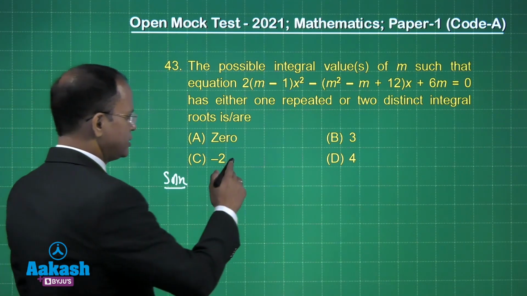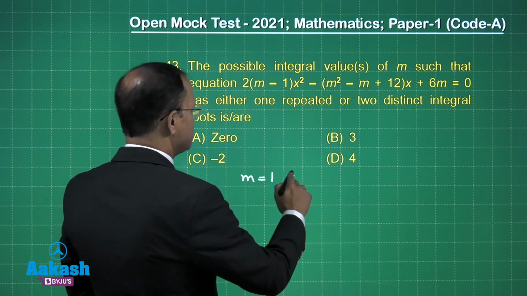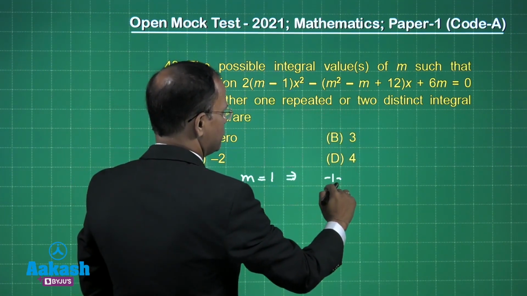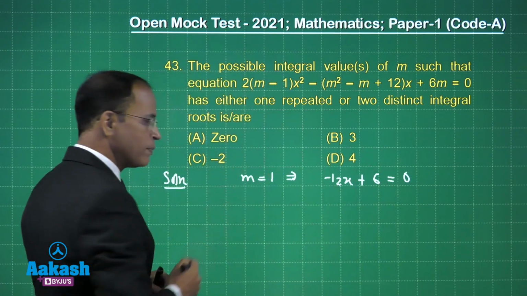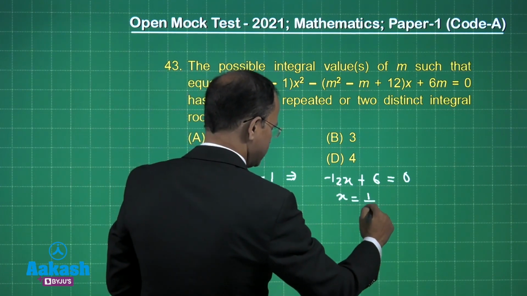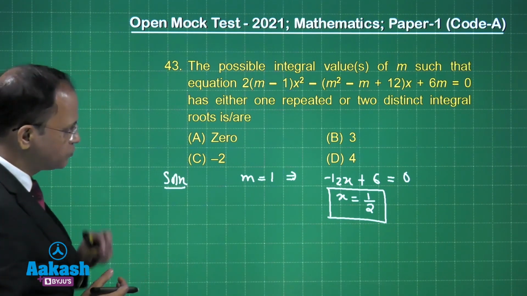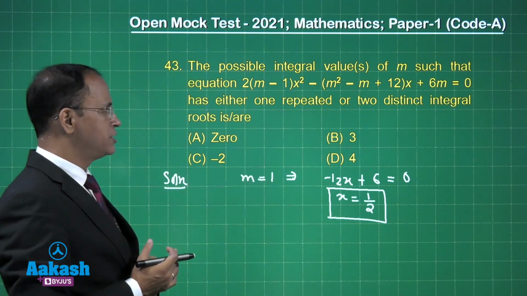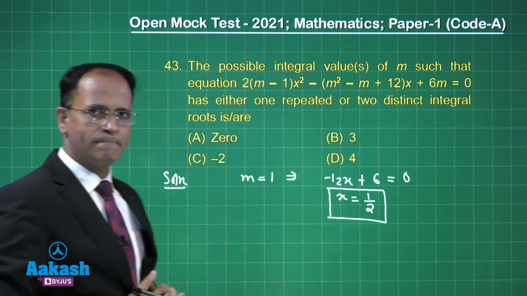So what we can do is first of all check for m is equal to 1, say. If m is equal to 1, this is 0, and we have minus 12x plus 6, which is equal to 0, fine. Now x is going to be how much? This is going to be half. That gives non-integral roots, so that is not a possibility, because it has been given integral roots.